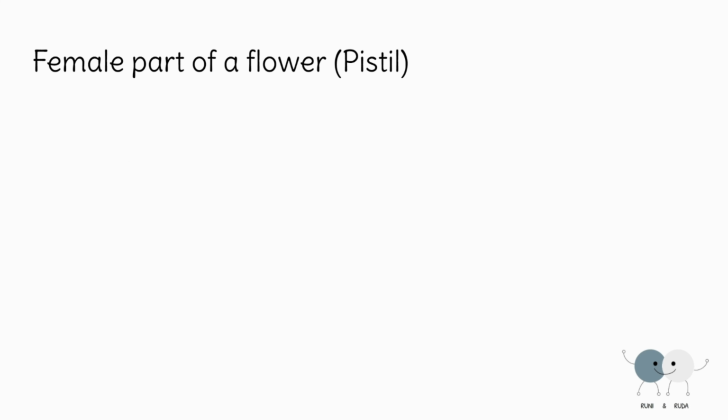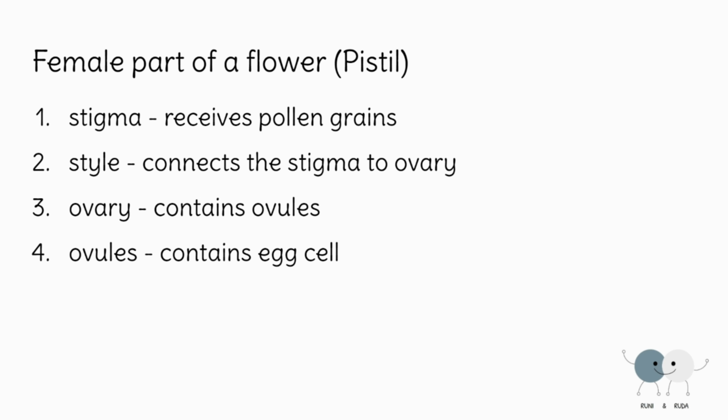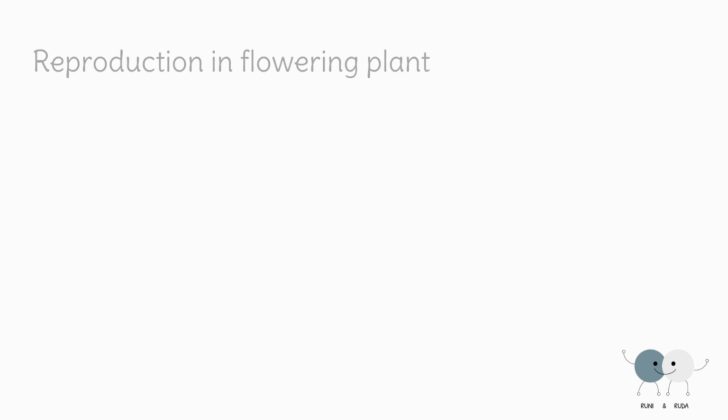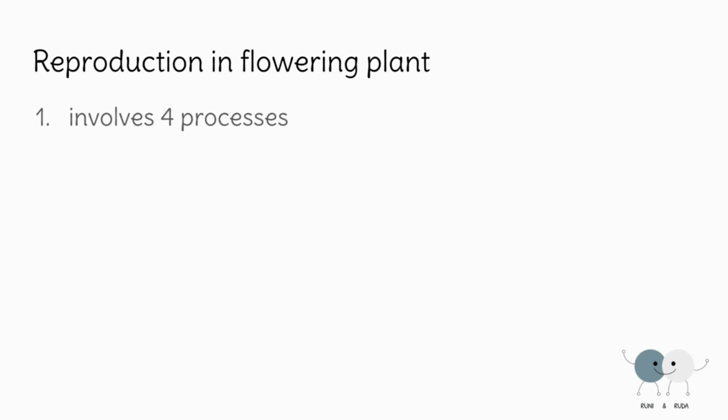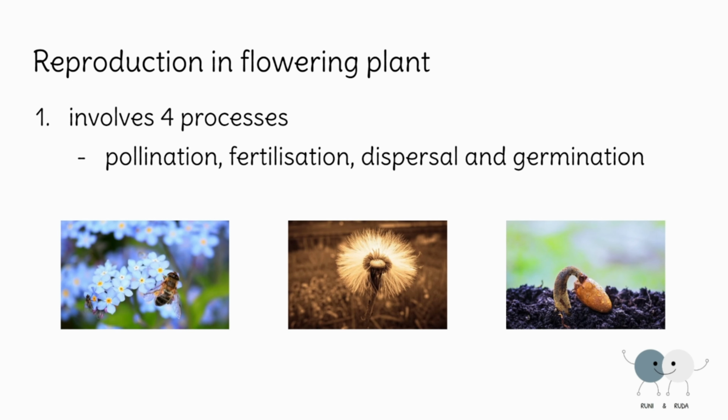Female part of a flower, called pistil, consists of stigma, style, ovary, and ovules. Stigma receives the pollen grains, style connects the stigma to ovary, ovary contains the ovules, and ovules contain the egg cell. Reproduction in flowering plants involves 4 processes: pollination, fertilization, dispersal, and germination.